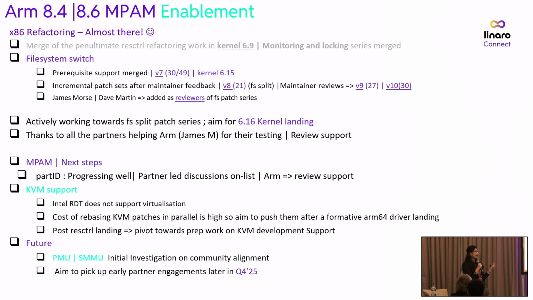And of course, that requires a bit of community alignment. We want to avoid the cost of rebasing, which is why this has been deliberately kept sequential. The myopic focus is around resctrl. Once we get through, we will pick up these pieces. In terms of future, we have PMU and stage 2 SMMU support, for which we have already begun the initial investigations, and we will pick up early community alignment somewhere in Q4.